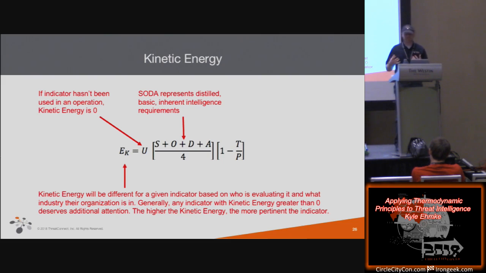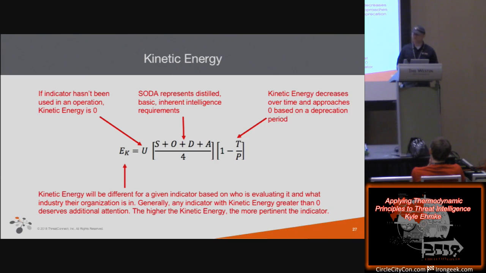And this part of the equation really represents the vector, essentially where that indicator is directed. And finally, the last part of the equation represents our degradation variable. The kinetic energy is going to decrease over time and ultimately approach zero or negative values based off of your deprecation period.